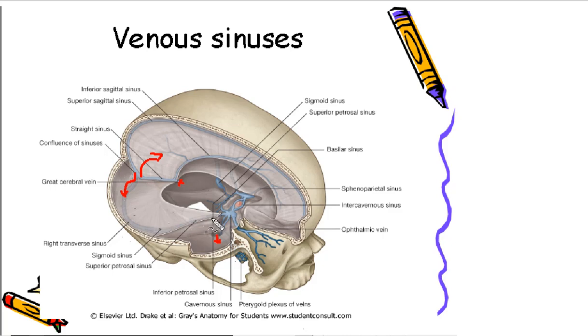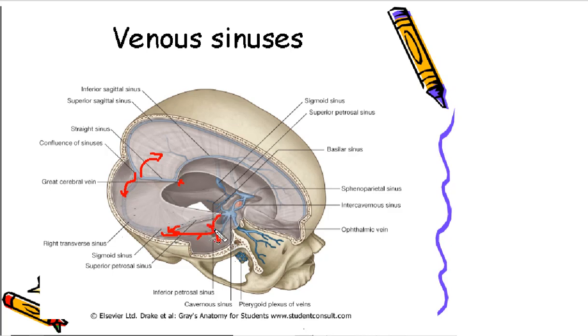So you have the superior petrosal sinus. You can see the superior petrosal sinus comes and drains at the junction where the right transverse becomes the sigmoid. It becomes the sigmoid and travels out this way. So at that junction this petrosal sinus drains into that part. The inferior petrosal sinus drains directly into the internal jugular vein.